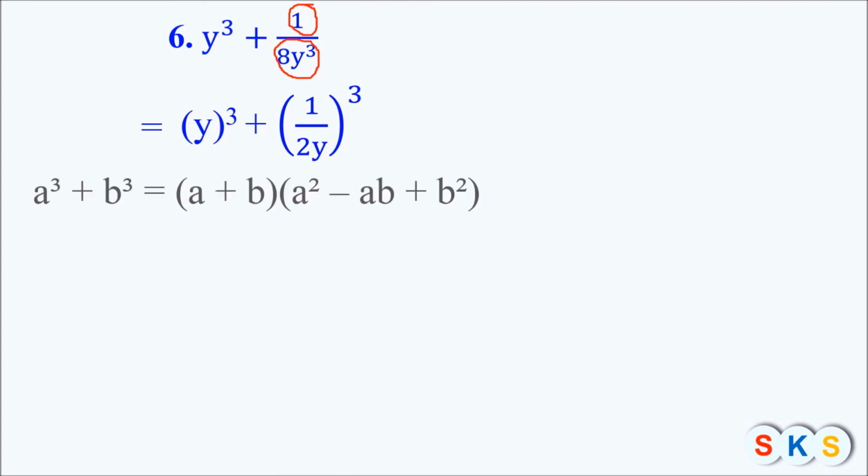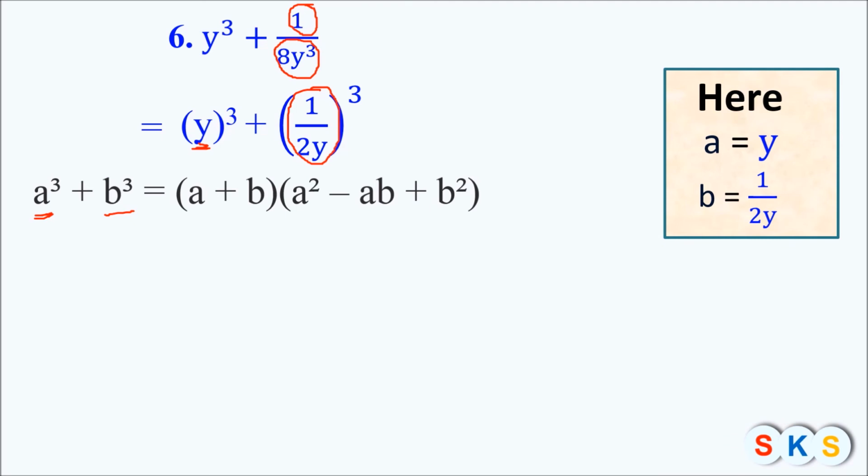So we will use the same formula. A cube plus b cube equals a plus b into a square minus ab plus b square. And you can see here the first term is cube of y, so we will take a as y. And the second term is cube of 1 upon 2y, so we will take b as 1 upon 2y. So we will make a note of this. Okay, you can see in the box I have noted a equals y and b equals 1 upon 2y. Now we will substitute this value in this formula.